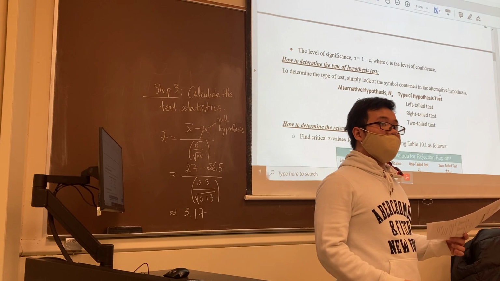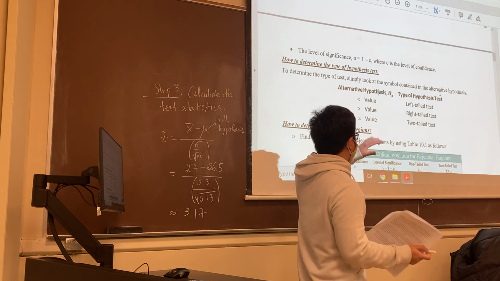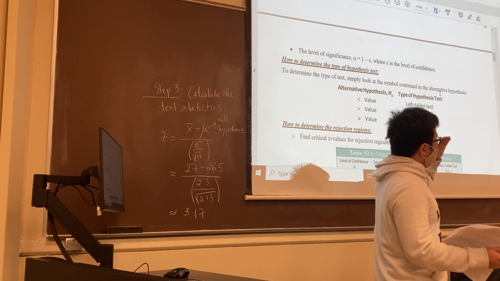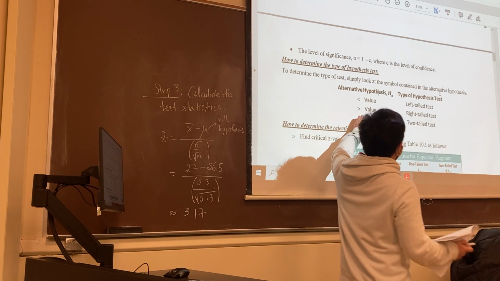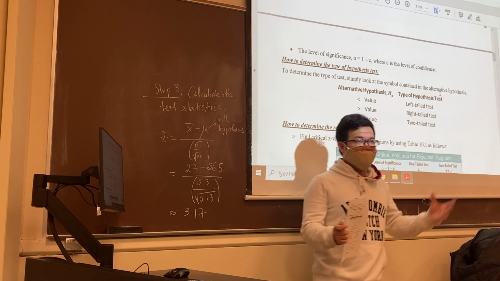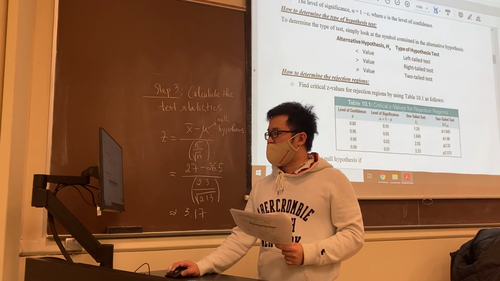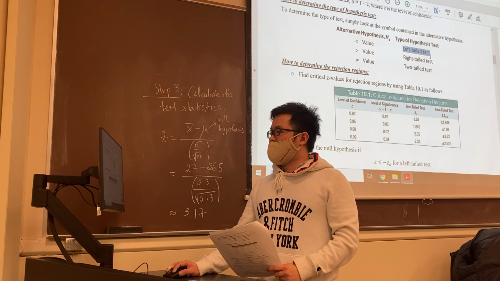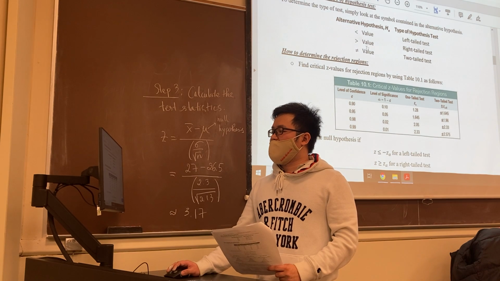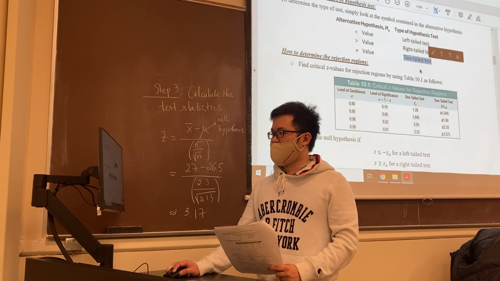Is it clear, guys? You look at the alternative hypothesis and check the type of hypothesis test. And here the alternative is mu is greater than 26.5. That means the type of hypothesis test is the right tail test. Right tail test and left tail test are called one tail tests. And if the value is different, that is called a two tail test.